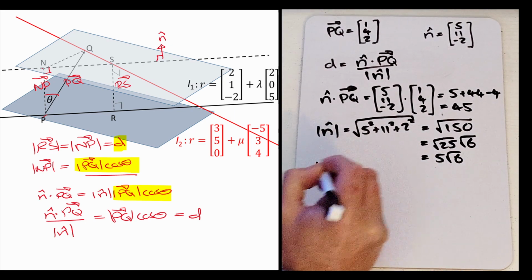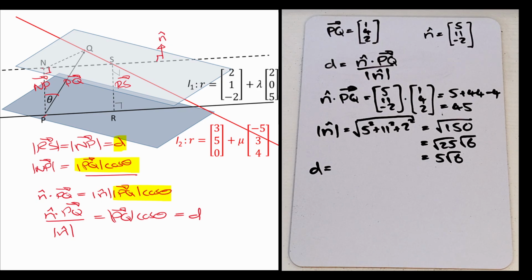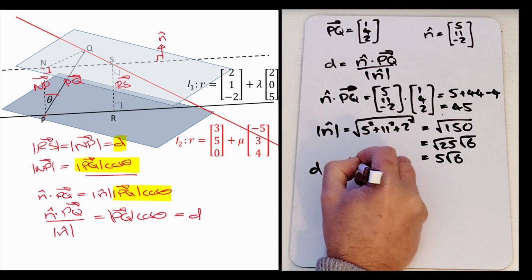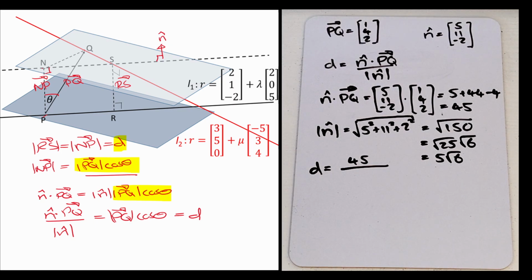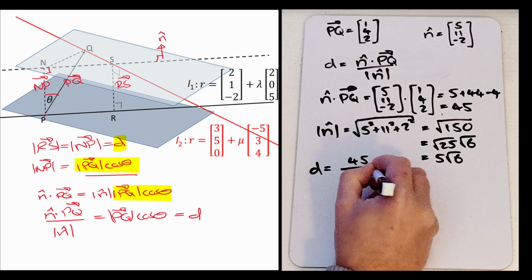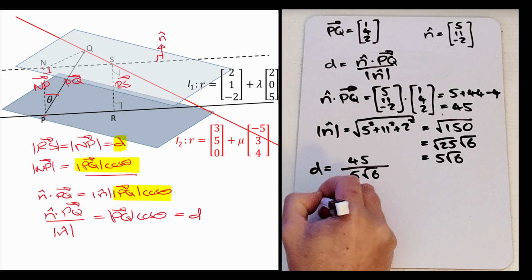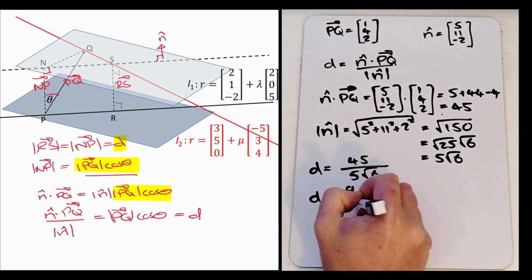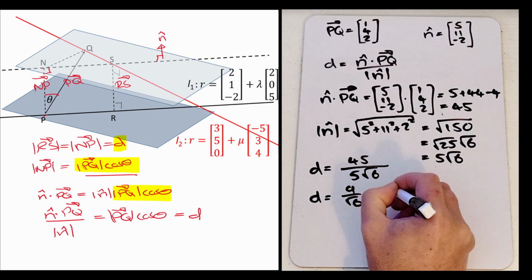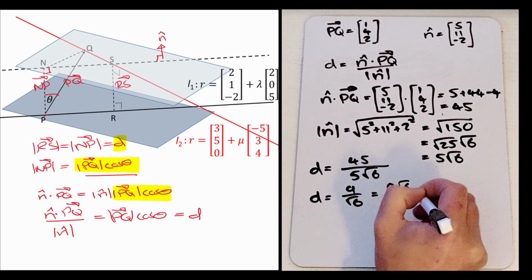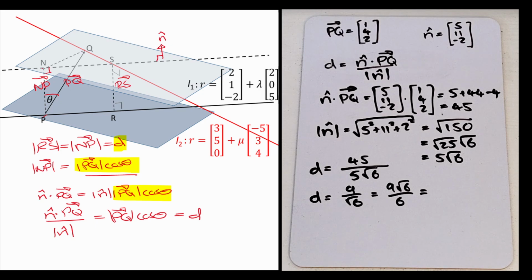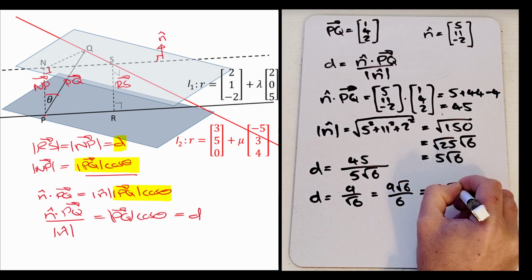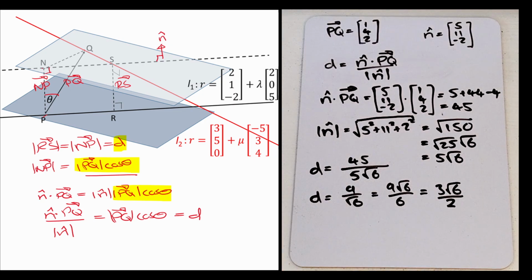So if we plug in what we now know, so our dot product, n dot PQ was equal to 45, and our mod n was 5 root 6. Okay, we can simplify that, divide top and bottom by 5, and we get 9 over root 6, multiply through by root 6, and we get 9 root 6 over 6, and that further simplifies nicely to 3 root 6 over 2. So there's our shortest distance between those two skew lines. Thank you very much. We're done.